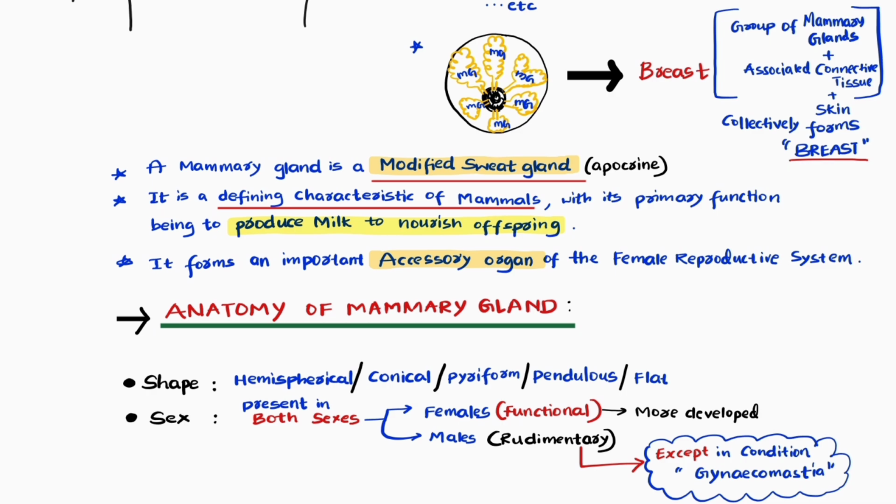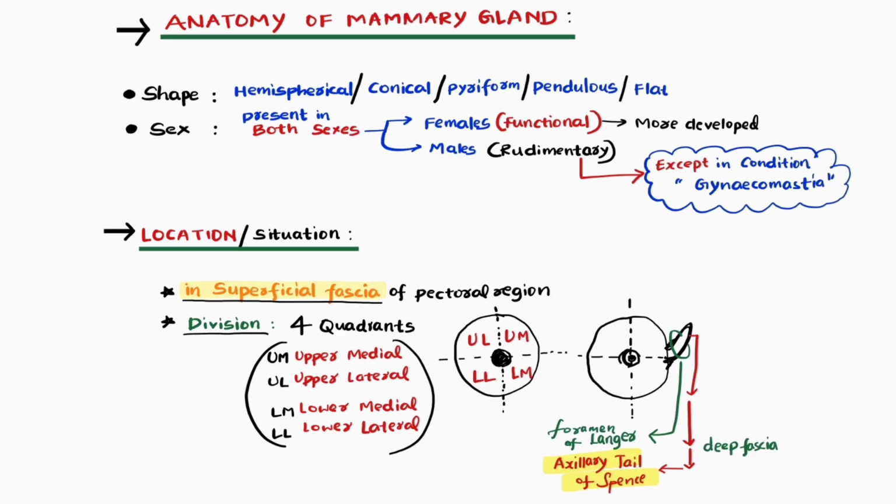Coming to the sex, the glandular tissue is found in both sexes, that is females and males, but is rudimentary in males. It is more functional, more developed in females, except in the condition called gynecomastia, where the male has breast development. When it comes to the location or situation, the breast lies in the superficial fascia of the pectoral region. In the superficial fascia, you have to remember this.